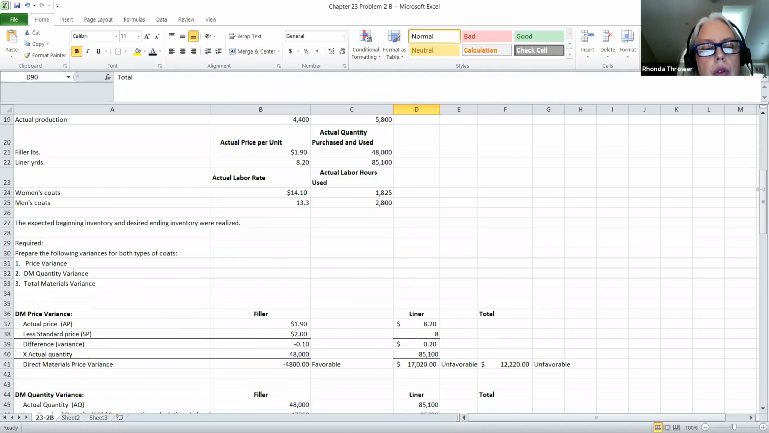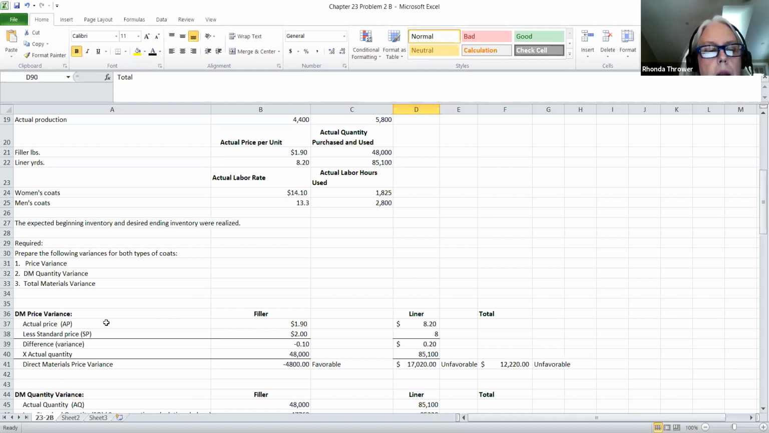So what they want you to do is to prepare the following variances for both types of coats, both the women's coats and the men's coats. The first variance that they want you to calculate is the price variance. This is the price variance, and this is the formula for the price variance. Notice this time I chose to put the formula straight down so you can see each step individually.